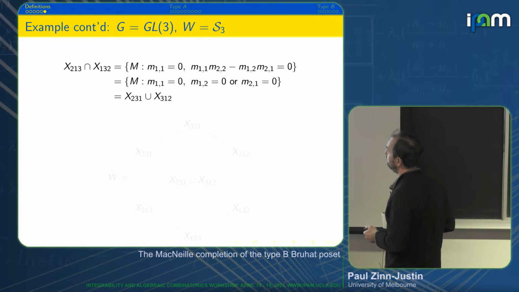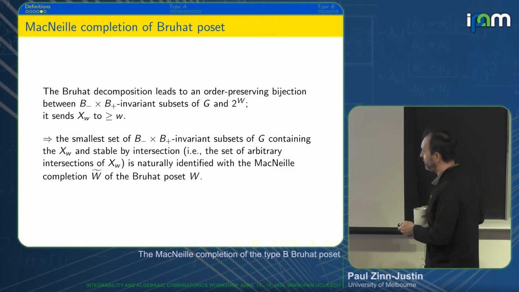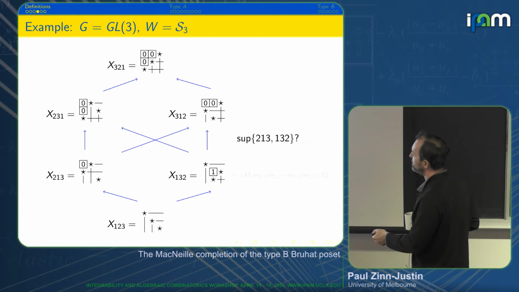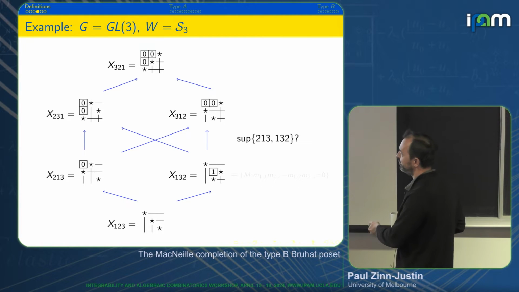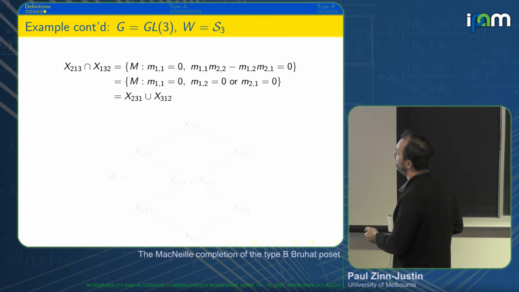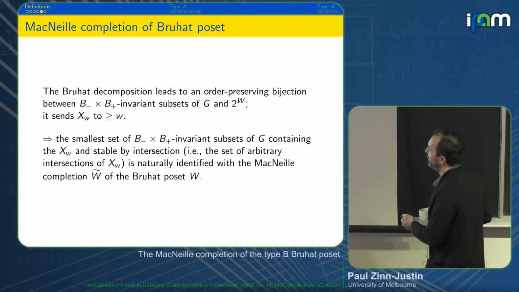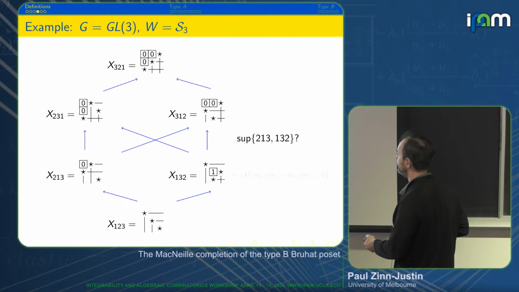So let's do it in our example. We found out that there was really only one problem with this picture, which was that these two didn't have a supremum, so we're going to try to apply this little game of intersecting to these two varieties. We're going to take the intersection of X213 and X132. And I even gave you the completely explicit equations here.